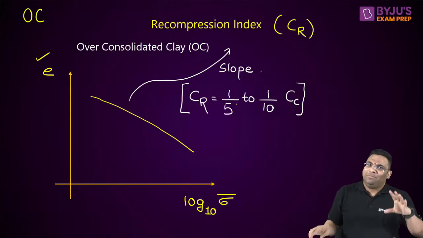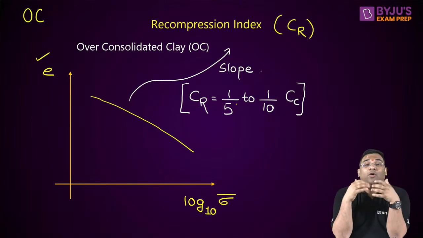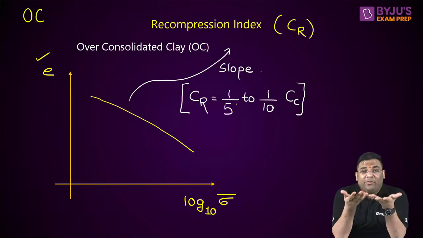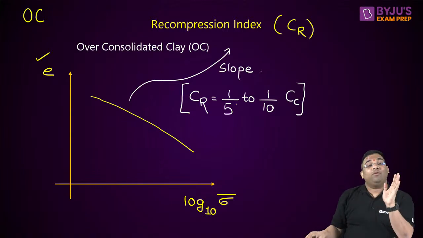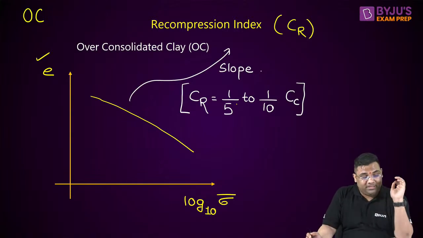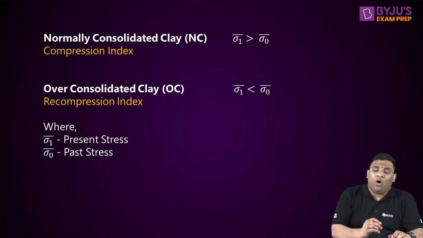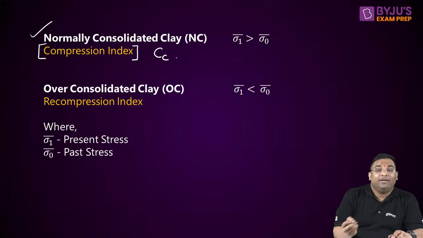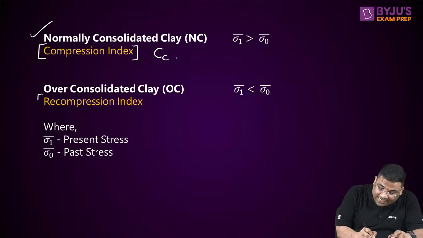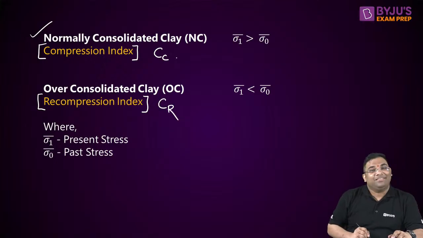Suppose something is compressed first. So it will compress more. But if you're going for recompression, it will be compressing less, right? Then the recompression index is 1 by 5 to 1 by 10 times of the compression index. So now I can say that for NC clay, I have compression index, CC, and for OC clay, I have recompression index, CR, right?